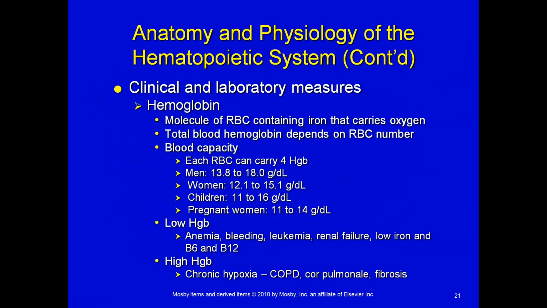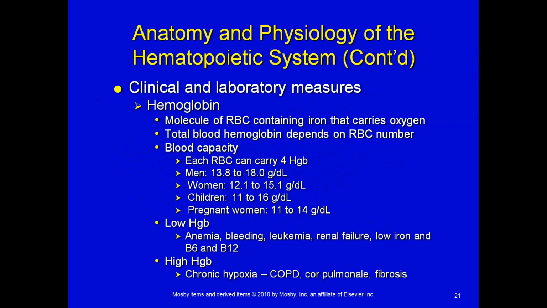Hemoglobin is the molecule of the red blood cell that contains iron and carries oxygen. Total blood hemoglobin depends on the red blood cell count. Each hemoglobin molecule can carry four oxygen molecules, and the hemoglobin in men should be somewhere between 13.8 and 18. The hemoglobin in women should be somewhere between 12.1 and 15.1, and in children 11 to 16.